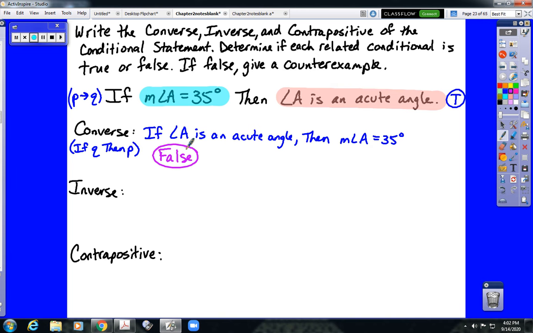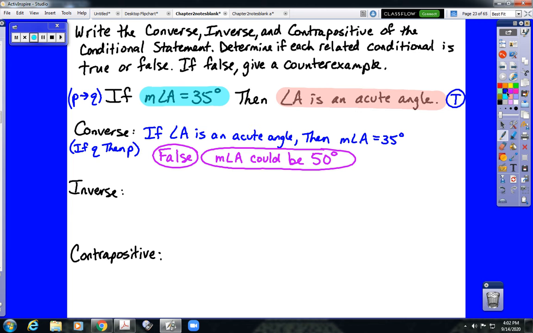Remember that the counterexample would have to mean that the hypothesis part of the statement is true. So here we would have to come up with an angle measure for A that would cause A to be an acute angle that is not 35 degrees. So to provide a counterexample, we could simply say the measure of angle A could be some other number that is not 35 degrees, but is still an acute angle. That would be a counterexample to the converse and would guarantee that it is false.